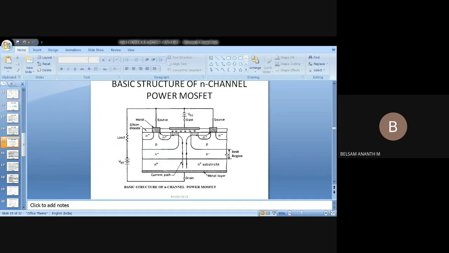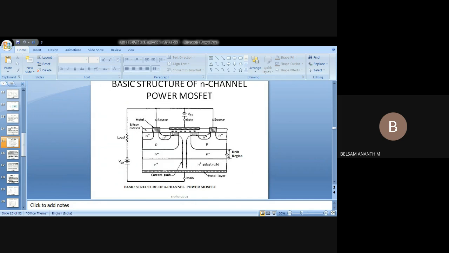Maybe you learned it in the earlier class. We may have a P channel, N channel. Then you may have a source, drain, and gate. How are these source, drain, and gate connected? Your load is always connected between what? The source and the drain. Please remember in your mind.